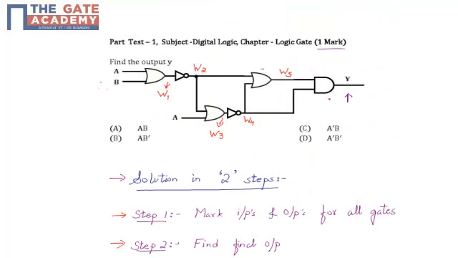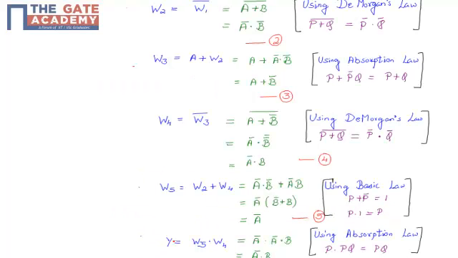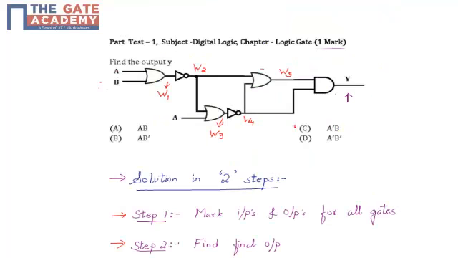Finally my output Y is obtained by ANDing of W5 and W4. So Y is equal to W5 dot W4. Using relation 4 and 5, we get A bar dot A bar B. Now using the absorption law, which states that P dot PQ is equal to PQ, I would get my final answer as A bar B, which is nothing but the correct option C.